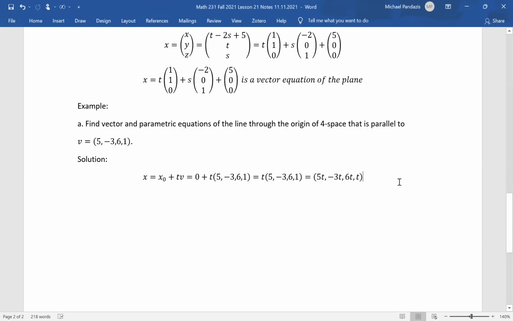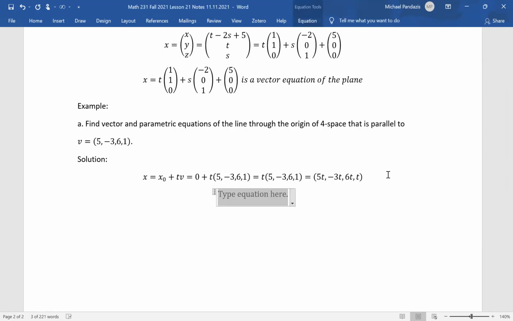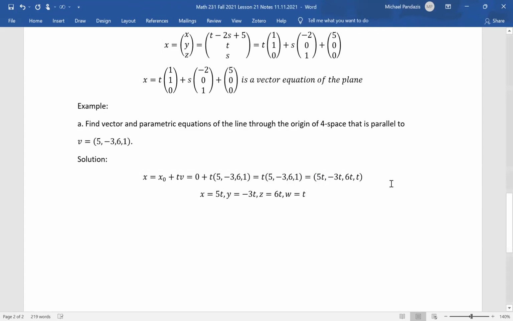Okay, so now, going forward, looking back before, x is equal to that. So we now have our parametric equations. X is equal to 5t, where x is the first component. Y is equal to -3t, where y is the second component. Z is equal to 6t, where z is the third component. And w is equal to t, where w is the fourth component.